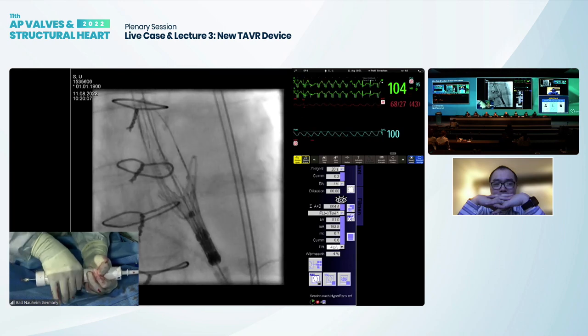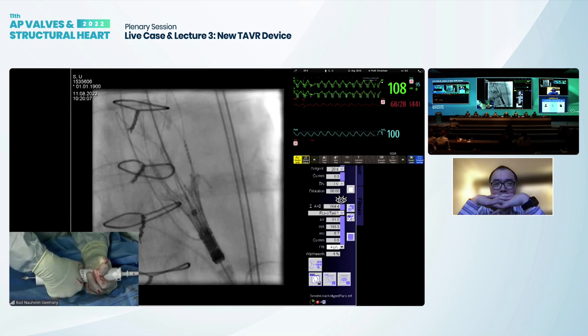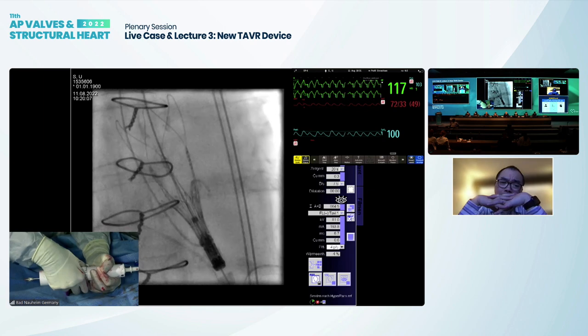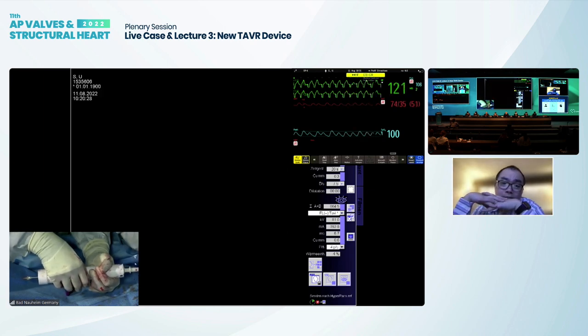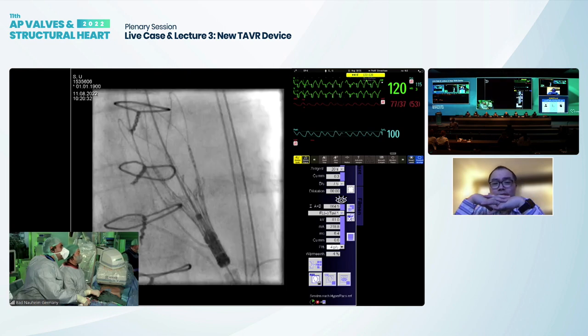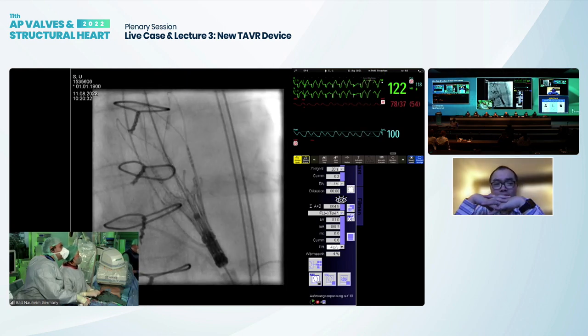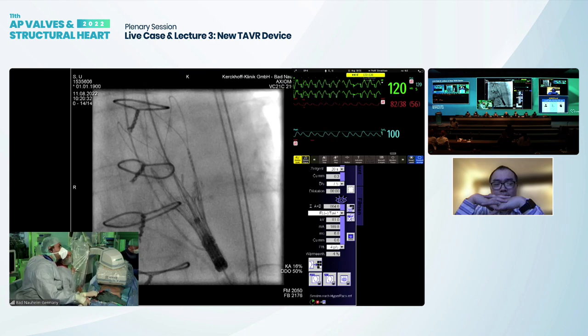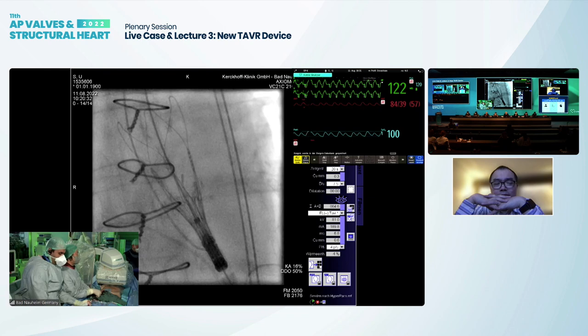Why is it collapsed? Okay, I think we have to go to a deep position. Okay, I think the wire has dislodged a little bit, but the patient is stable enough.